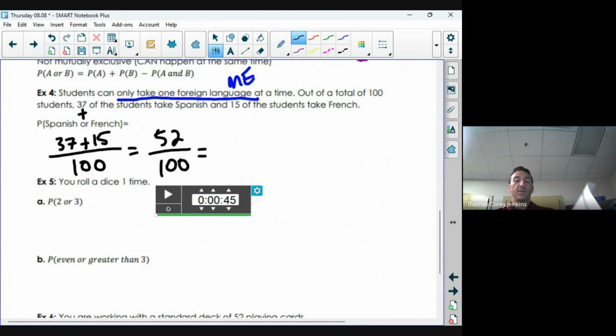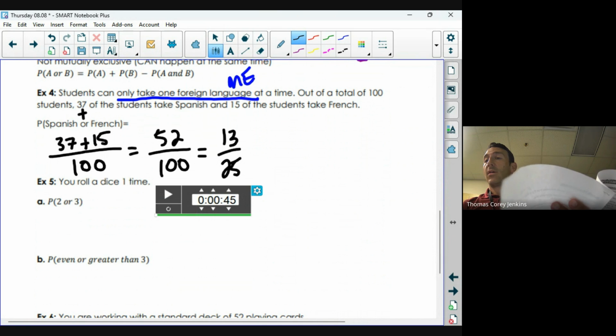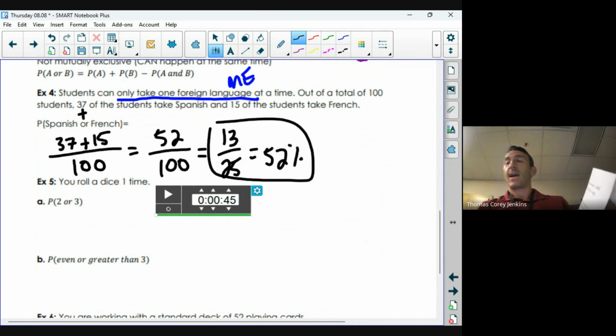If we wanted to reduce, get this right, that'd be 13 out of 25, or 52%. Okay, questions on that one? All right, let's skip example 5. I'm going to leave that one for you guys to try.